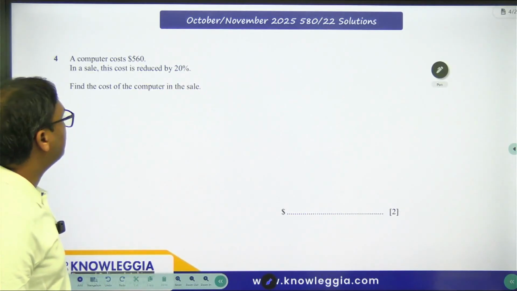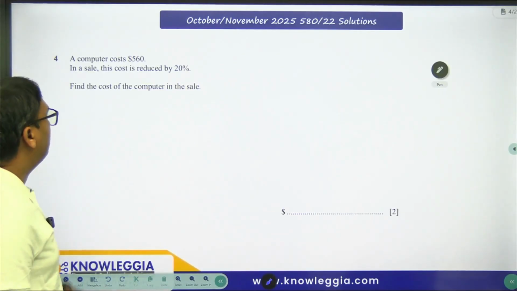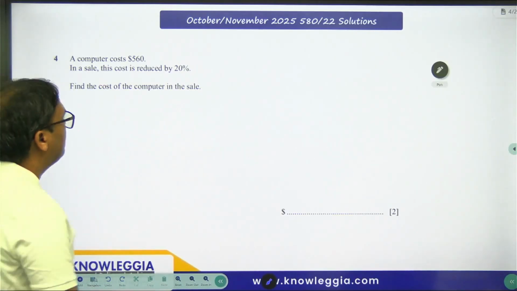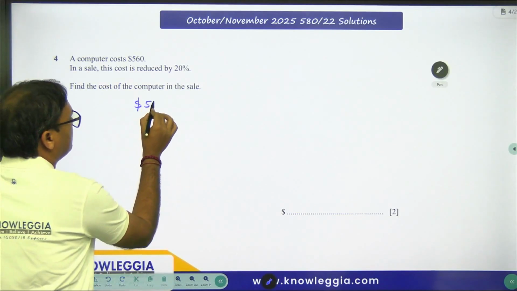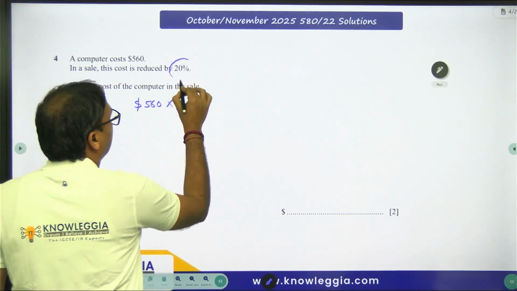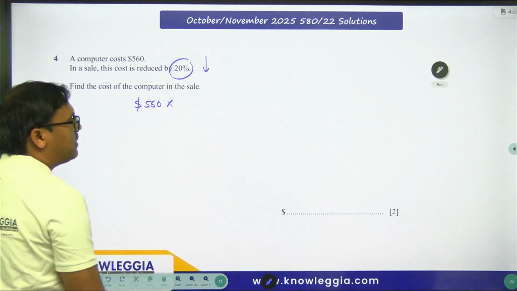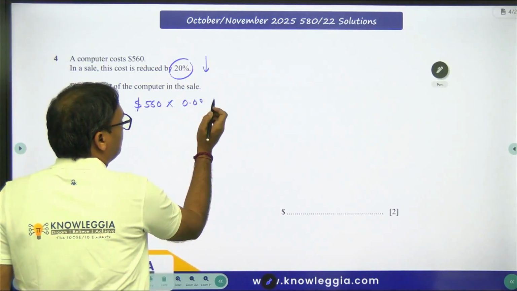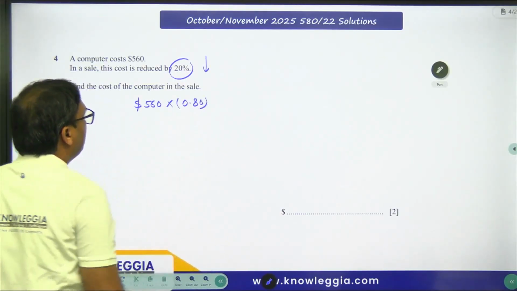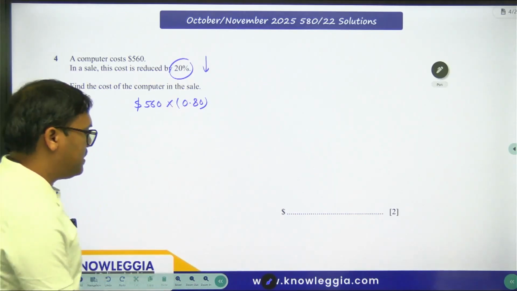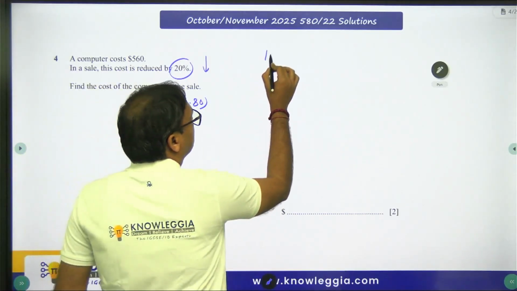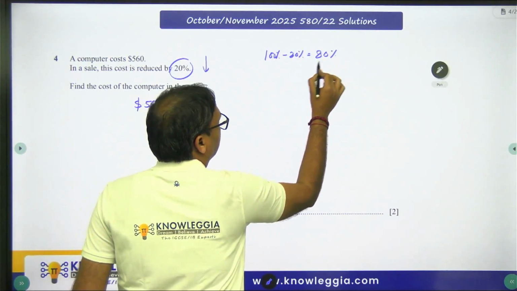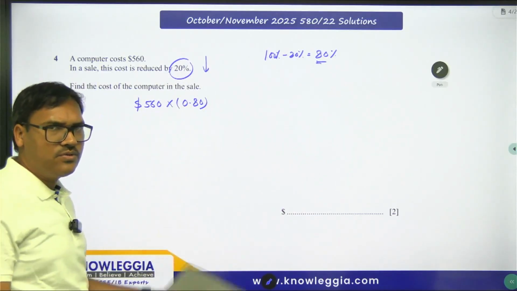Okay. Now, next question. A computer costs $560. In the sale, it is reduced by 20%. Find the cost of the computer after the sale. So the cost is $560 and it is reduced by 20%. So if I reduce it by 20%, what is the multiplier? You can say 0.80. That will be the cost after a 20% reduction. You can see this is 100% minus 20%, which is equal to 80%. What is 80%? This is 0.8. So this is how you can use the multiplier.